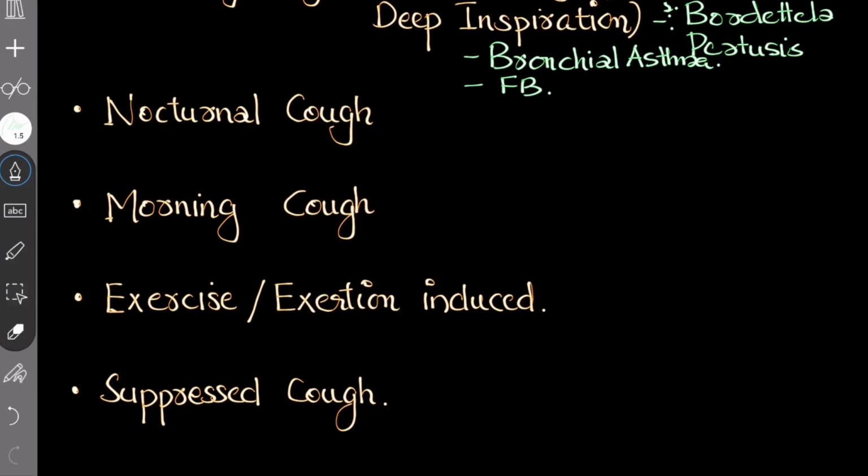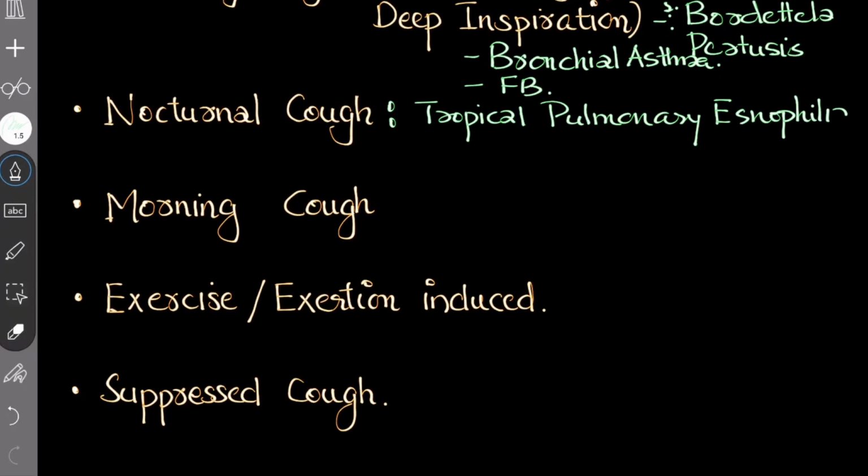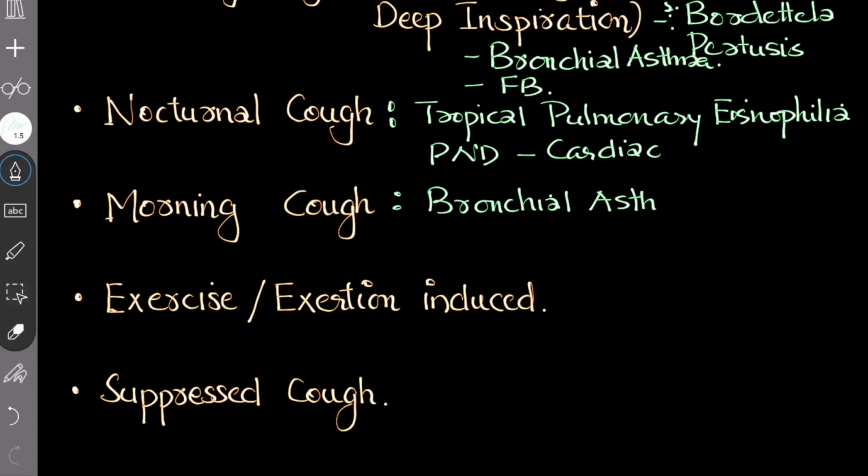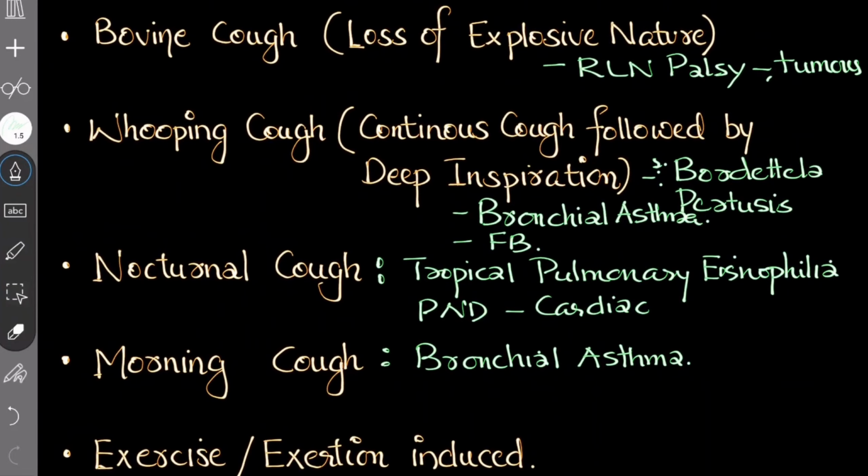Nocturnal cough: when you are considering a nocturnal cough, think about eosinophils or allergy, or think about tropical pulmonary eosinophilia. Next, it can be paroxysmal nocturnal dyspnea, which is a cardiac cause. In such cases, we see nocturnal cough. Morning cough is mostly bronchial asthma. In bronchial asthma, we also see whooping type of cough.